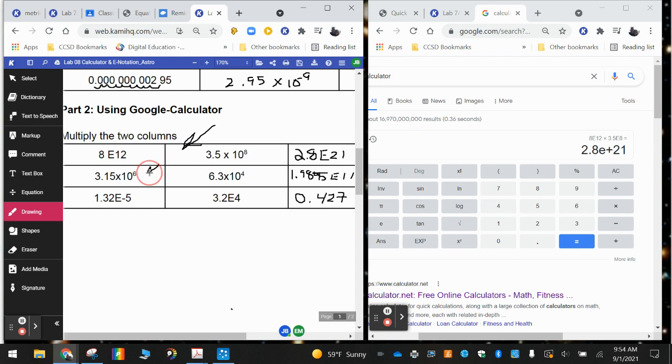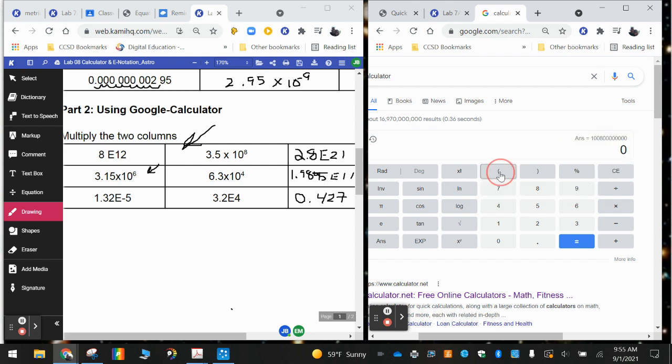Let's do this one again using the EXP button. So we hit clear, and it's going to be 3.15, right? Here's EXP. Now, this is 6, right? Put a 6 here. Times 3.2 EXP 4, equals. Okay, I did it wrong. Okay, let's do it again.